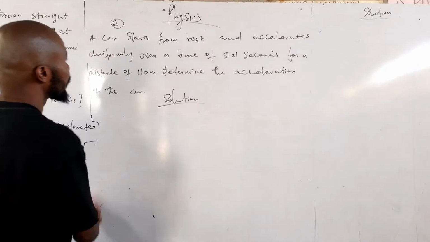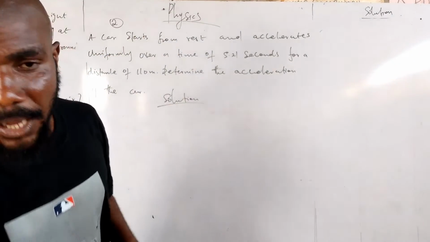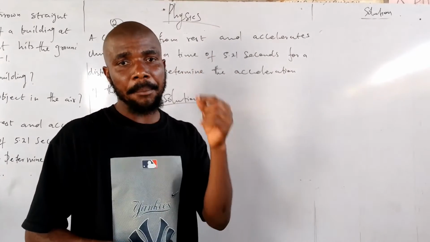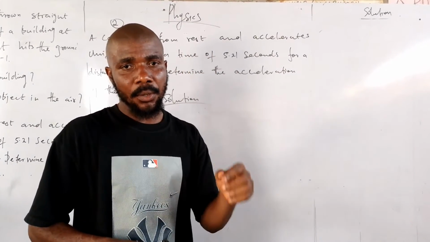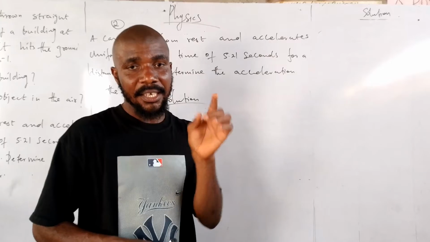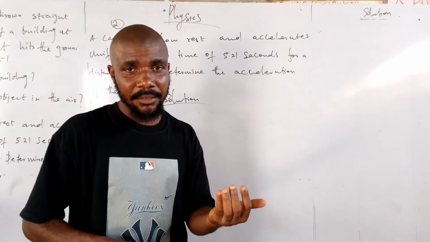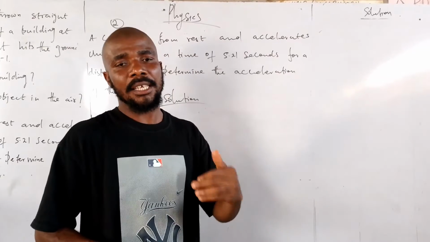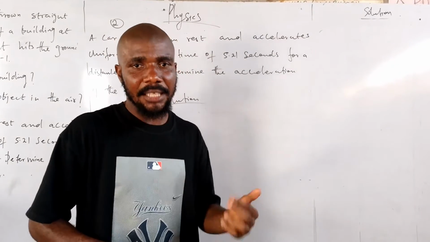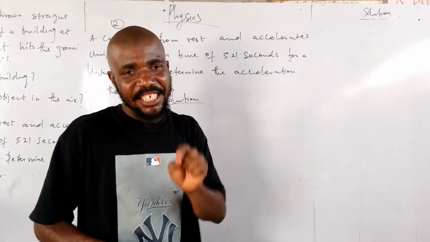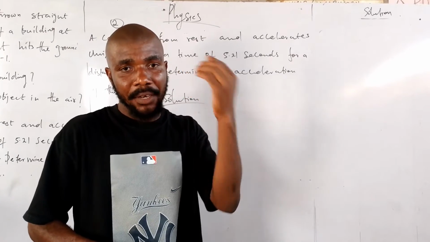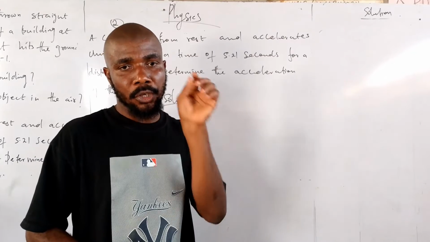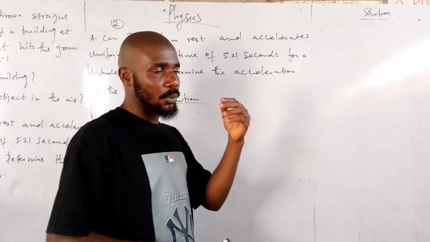Okay. A car starts from rest. Now, you need to know the terminologies used here. If a car starts from rest, that means the initial speed is equal to 0. Anytime you hear starts from rest, whether a car, a body or a particle, know that the initial speed or initial velocity is equal to 0.